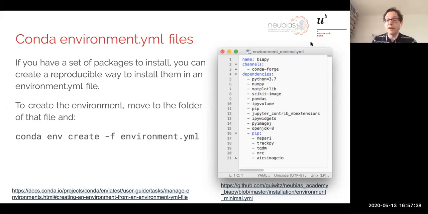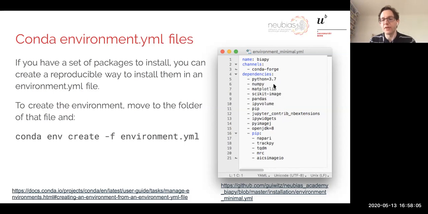This file is available in the GitHub repository, in the installation folder. I put the reference there, so you can download it on your computer and install it. It's a minimal installation in the sense that there is no cellpose and no stardist, which are slightly more complicated to install. So if you need that, just go on their GitHub pages and they will tell you exactly how to do it.